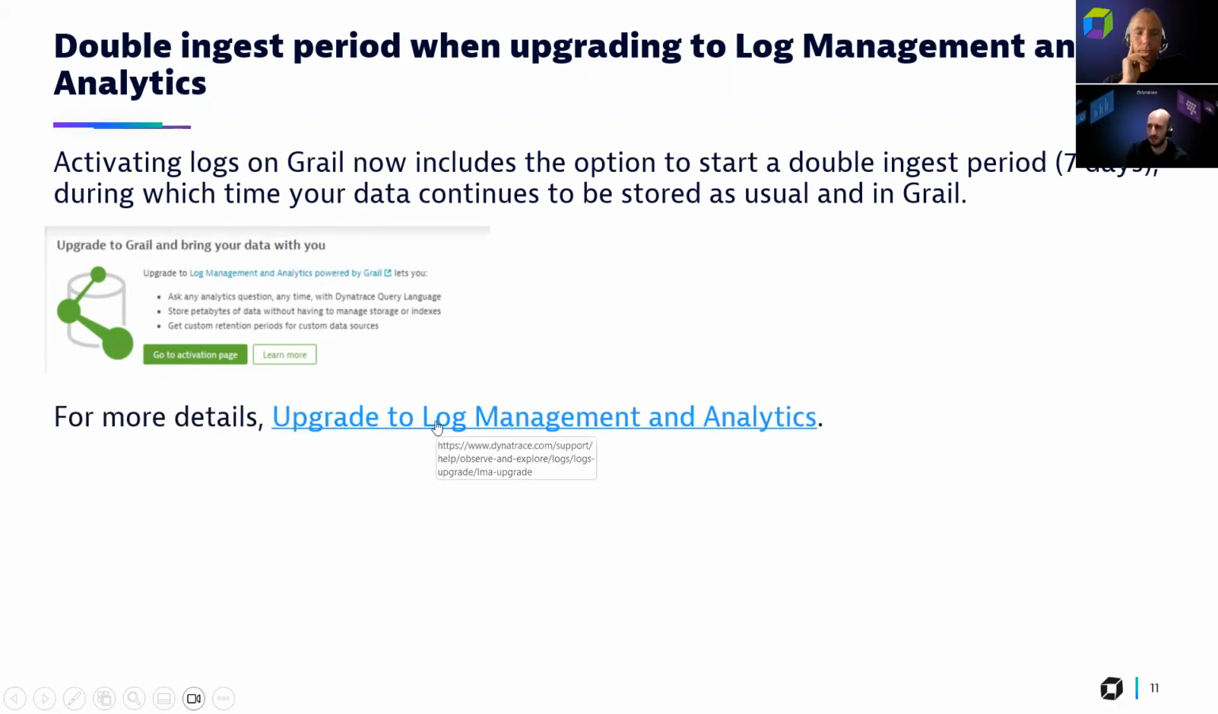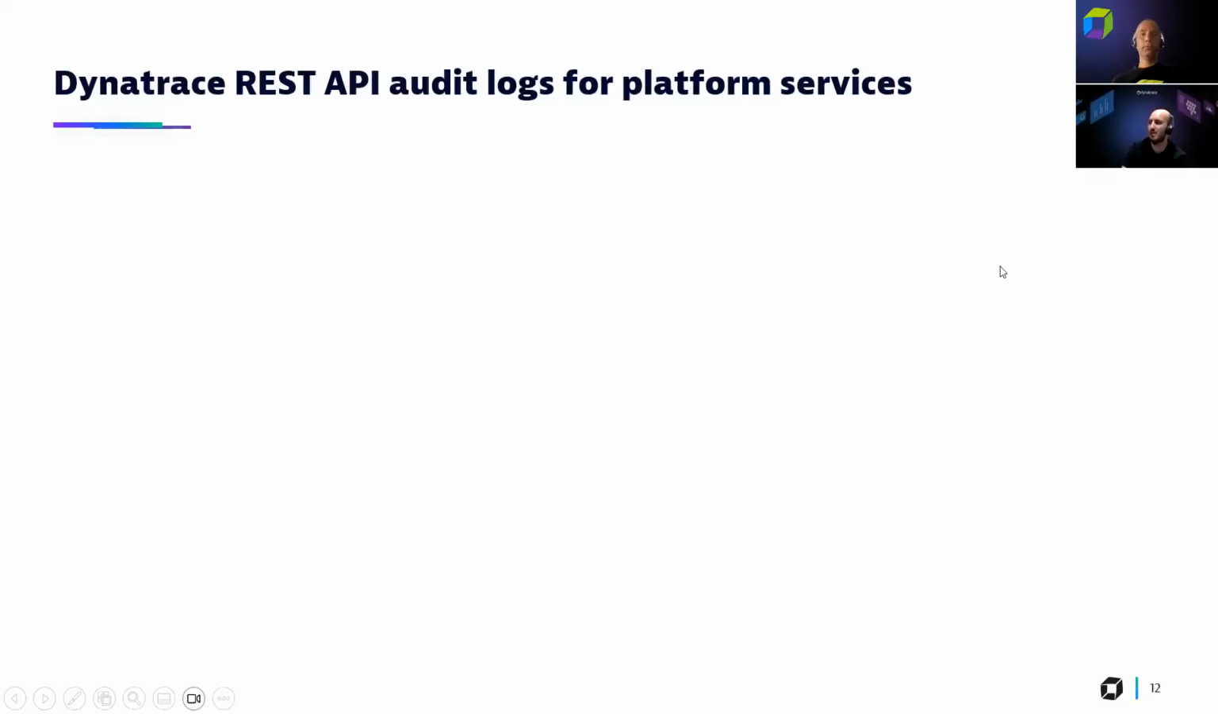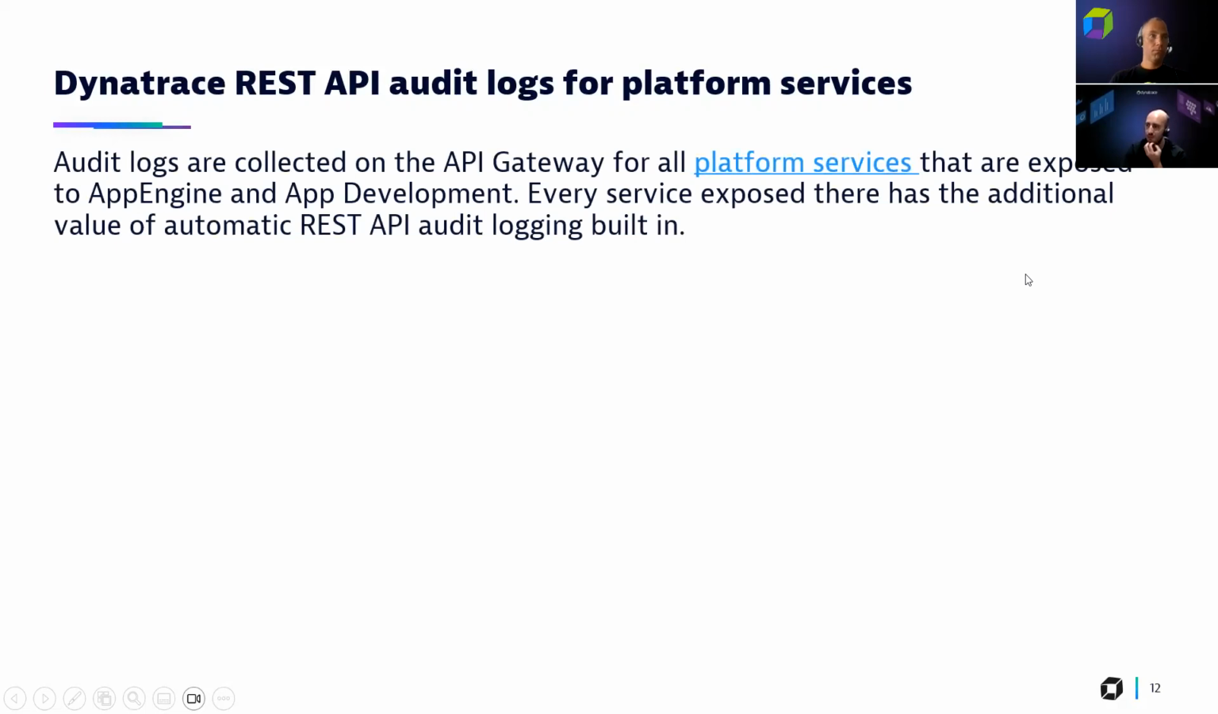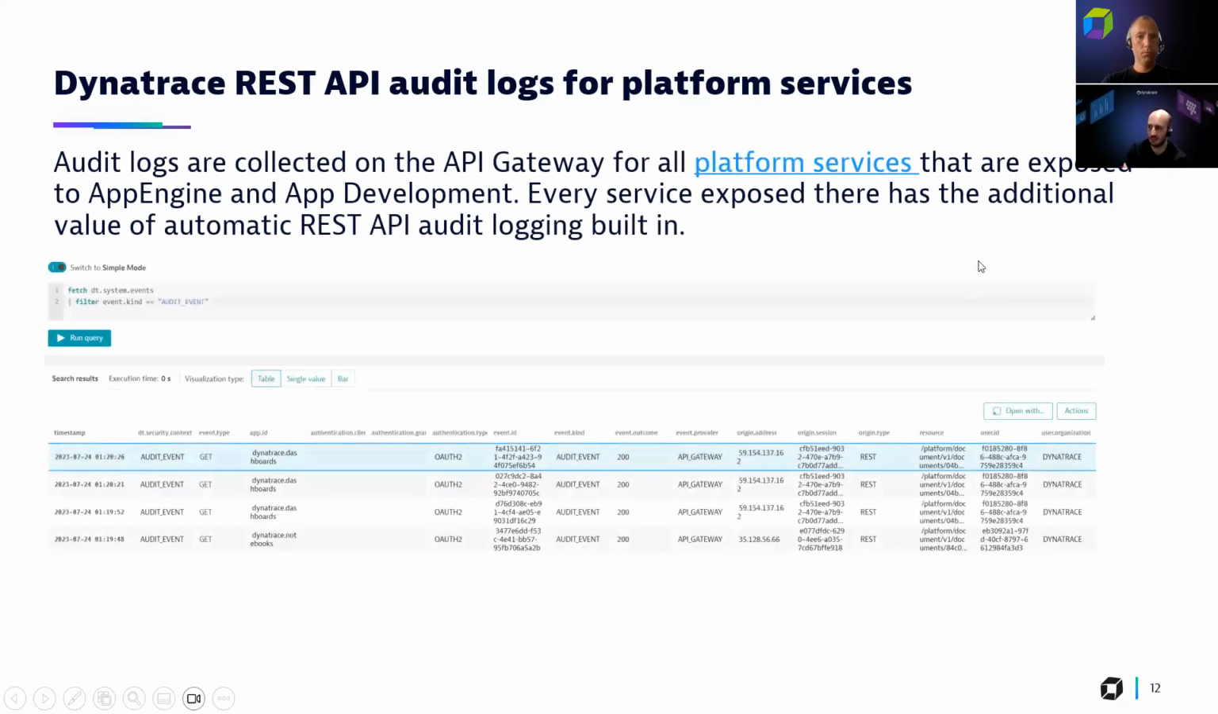For the details, here's the documentation you can easily access from this presentation. And the next is we have REST API audit logs for platform services. These audit logs are collected on the API gateway, as you see here, for all platform services that are exposed to App Engine and app development. And every service exposed there has the additional value of automatic API audit logging built in.